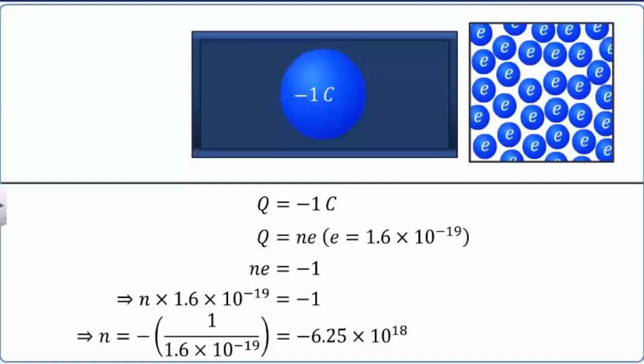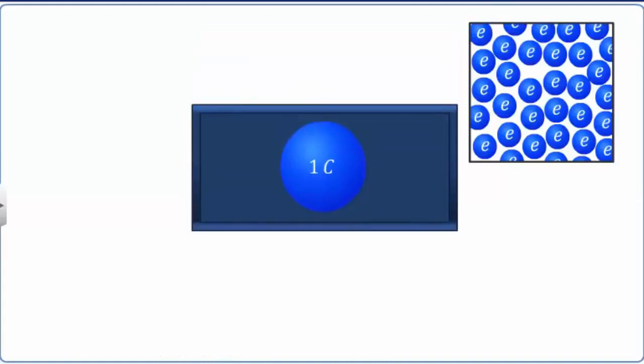So, we see that 1 Coulomb of negative charge contains 6.25 into 10 power 18 electrons, which is a very large number of electrons. In the practical examples we have seen for charging a body, we deal with bodies possessing a charge of about a few microcoulomb. The charge of a microcoulomb, that is 10 to the power of -6 Coulomb, is very large compared to the basic unit of charge e.